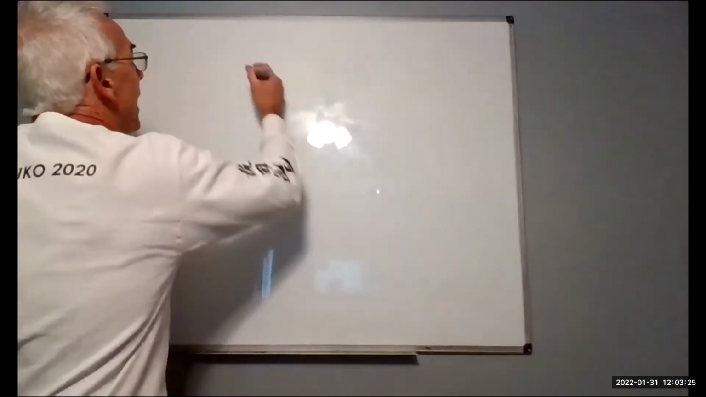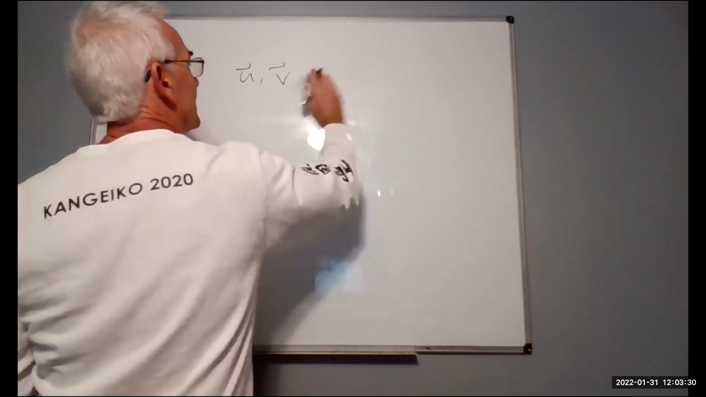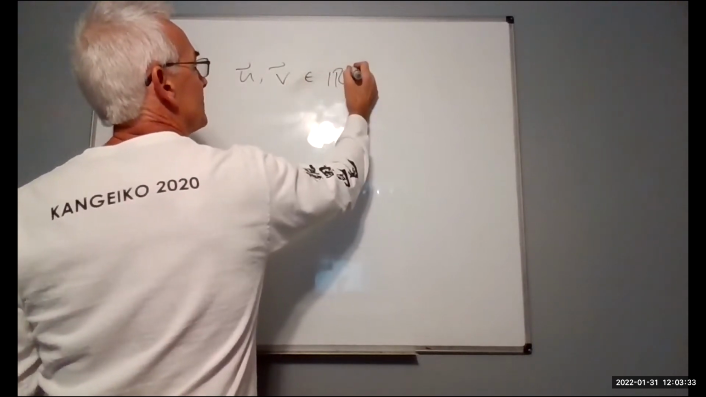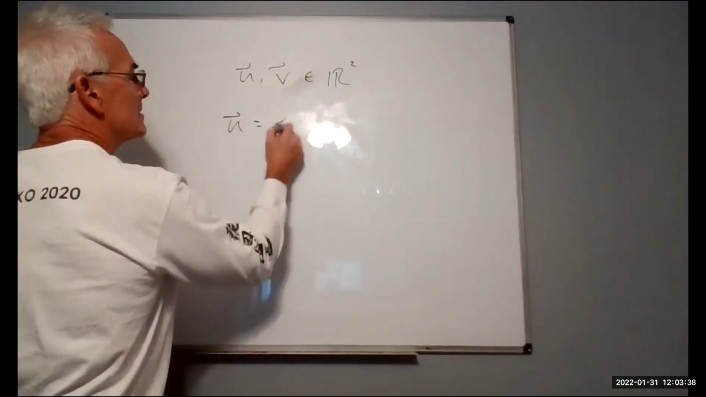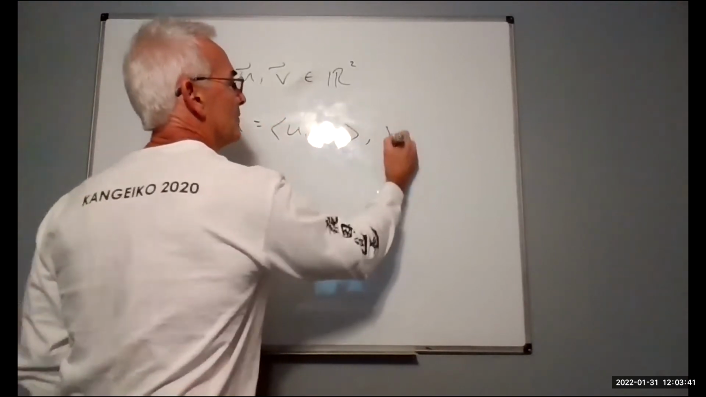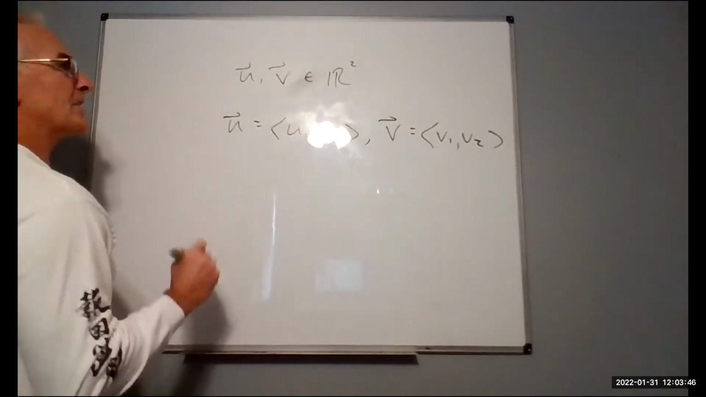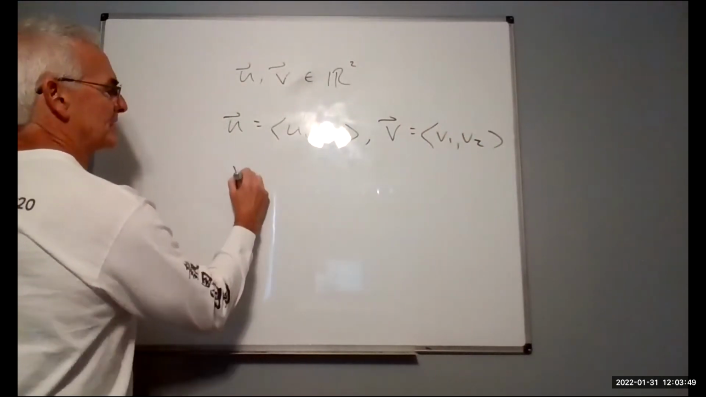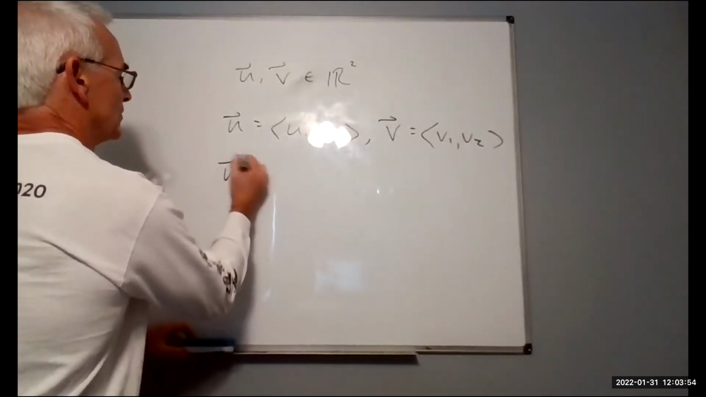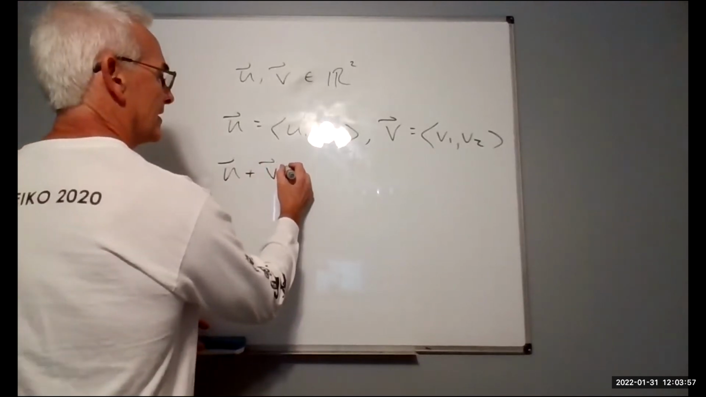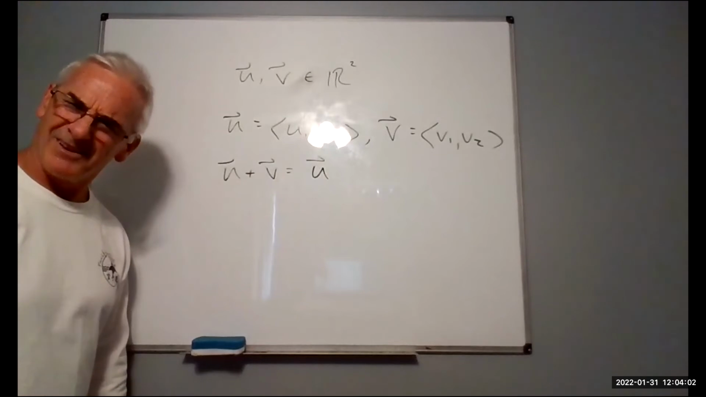So, for example, I have 2 vectors, and let's say they're in Rn. It doesn't really matter. In fact, I'll make it easy. I'll say they're in R2. I'll keep it simple. So vector U is (U1, U2). Vector V is (V1, V2). All right? I would like to know, is there a vector out there that when I do U plus V, that I just get back U? Is that even possible? Well, let's see.